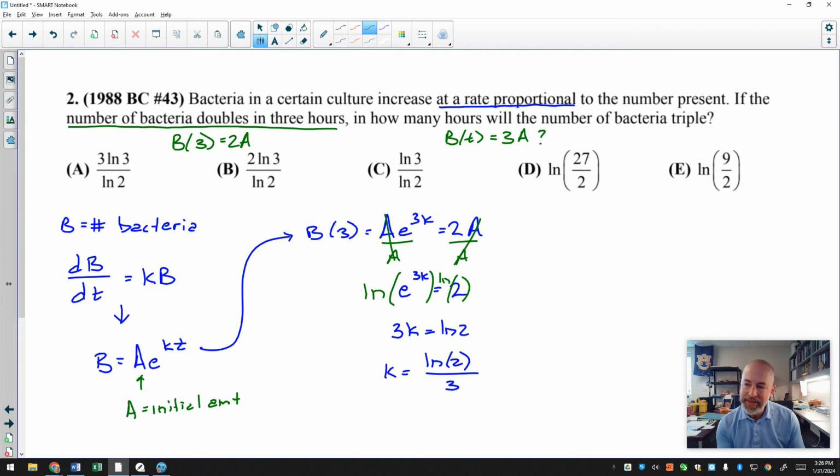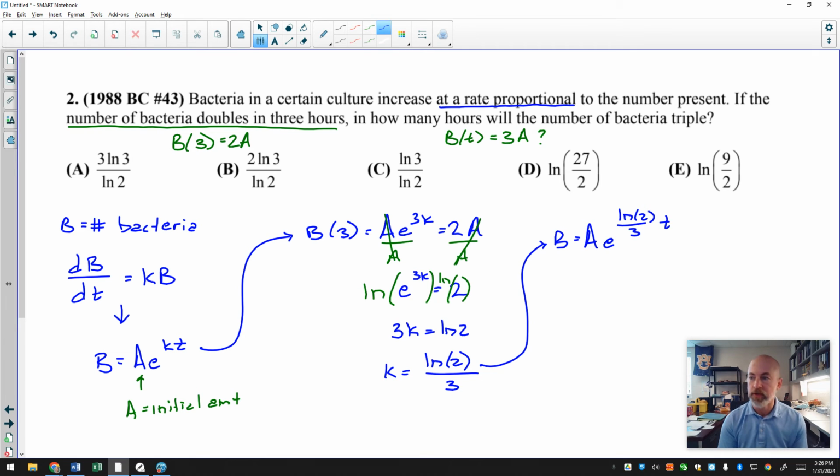And now that's k, though. I didn't solve for the time when population triples. I found the constant k. So now I'll reset my solution. My solution is now b equals a e to the natural log of 2 over 3 times t.